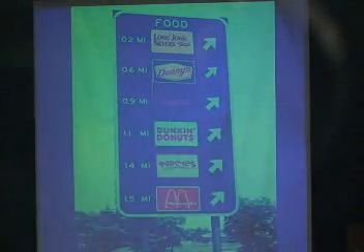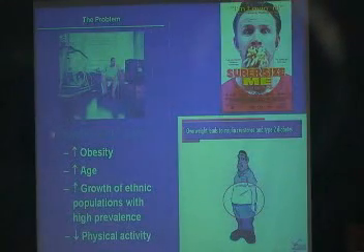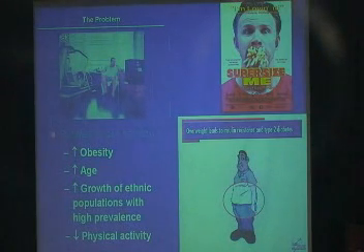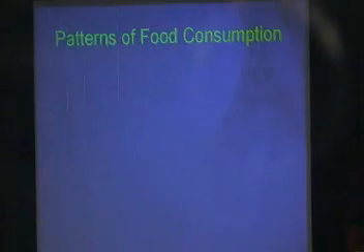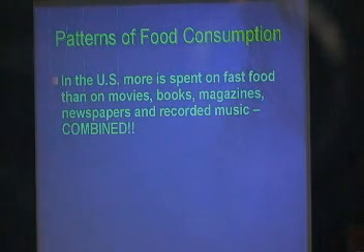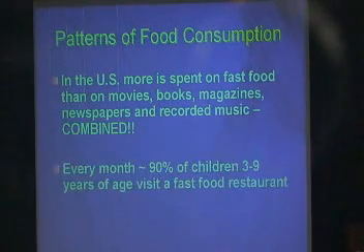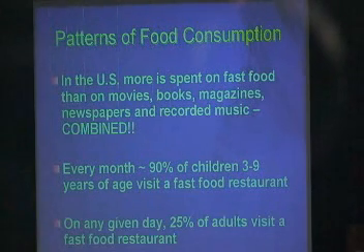And it's all because of fast food. And of course, the increase in the aging population, growth of ethnic populations with high prevalence, as well as decreased physical activity. I'm sure everybody says supersize it or supersize me. And just to show you a few patterns of food consumption over the years in the United States. In the US, more is spent on fast food than on movies, books, magazines, newspapers, and recorded music combined. Every month, 90% of children 3 to 9 years of age visit a fast food restaurant. On any given day, 25% of adults visit a fast food restaurant.